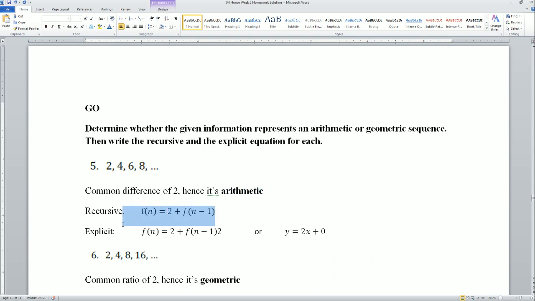Plug it into my original equation. 2 was my first term. That's why it's 2 plus f of n minus 1. The explicit is f of n equals the first value, f of 1, which is 2, plus parentheses n minus 1 times the common difference, which is 2. Or you could write it as y equals mx plus b, which is y equals 2x plus 0. 2 represents the common difference, or the rate, and 0 is because the 0th term is 0. Because you go backwards here, it should be 0.